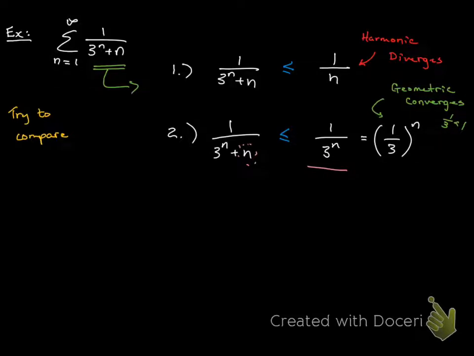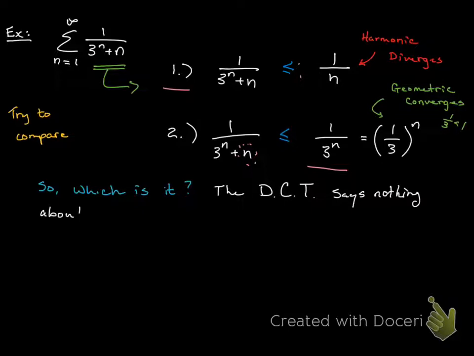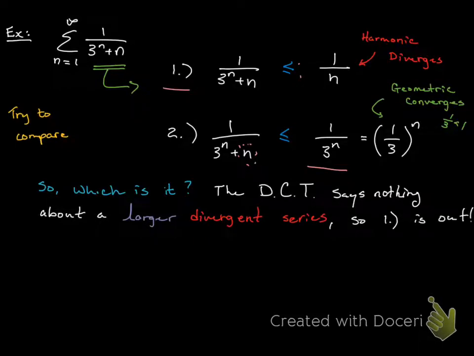Okay. So which is it again? Which is right? Well, the direct comparison test doesn't say anything about a larger divergent series. Okay? That means that number 1 is out. Comparing to the harmonic series here doesn't really get me anywhere. Yes, it's true, I know that the harmonic series diverges. However, when I compare to that, I'm working with a larger series that I know diverges, which doesn't tell me anything about the smaller series.